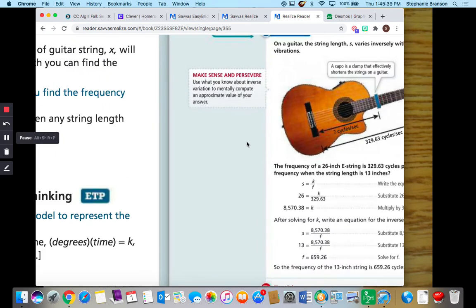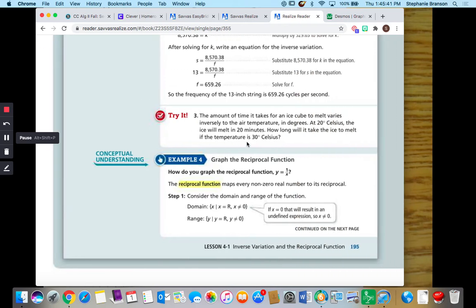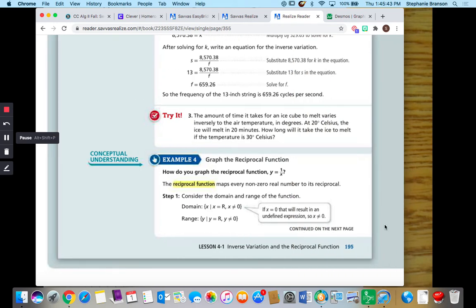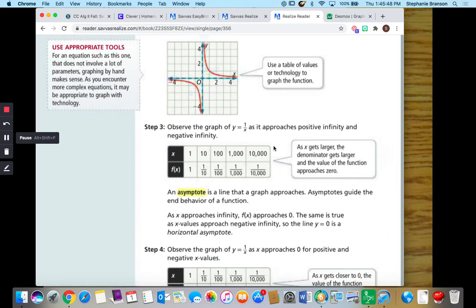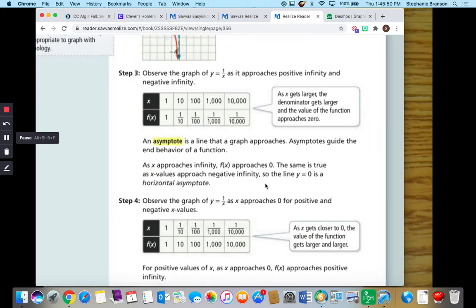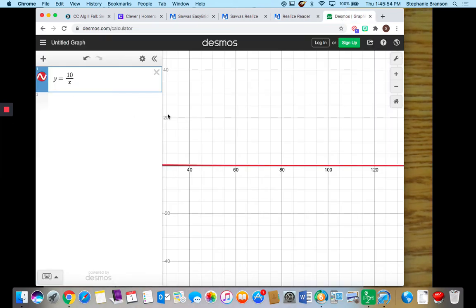There have been several pages in the book, I didn't realize. All right, there's the definition that we need. It says an asymptote is a line that a graph approaches. So yes, it's a line that a graph approaches, but it never touches. So this is our graph, right? 10 over x.